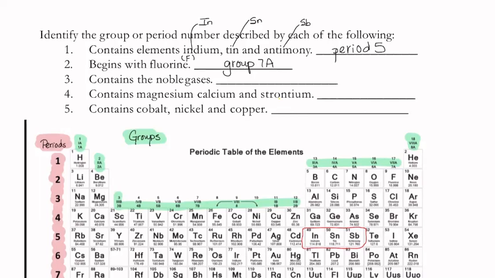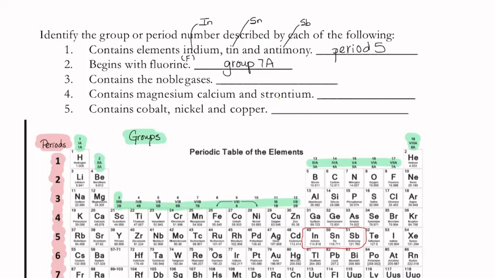Let me correct something that I saw in the chat. We could not use period 2 as a descriptor, because what is the first element that we see in period 2 when we read the periodic table left to right? Exactly, lithium. If the statement says begins with lithium, then the answer will be period 2. But because it says begins with fluorine, we're referring to a group. Put a 1 in the chat if now you're getting the hang of it.